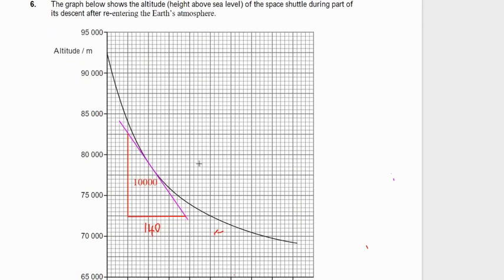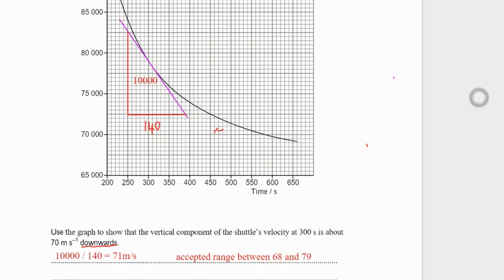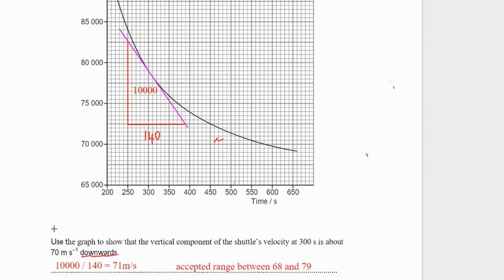We've got altitude, which is distance, that's height from the ground, and time. So it's essentially a distance time graph. It shows the height above sea level. That's what we call altitude. And the question says, use a graph to find the velocity at 300 seconds.